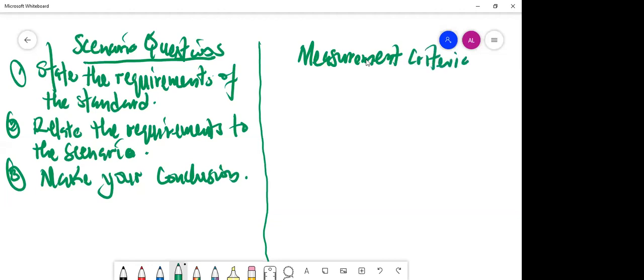Measurement criteria. Sorry, you are not seeing my face. I'm so sorry. In the next class, you're going to see my face, okay? So just pardon me. I've already started the class before. I have to move to the laptop, so maybe you can see my face briefly. Let me see whether you can even see my face.